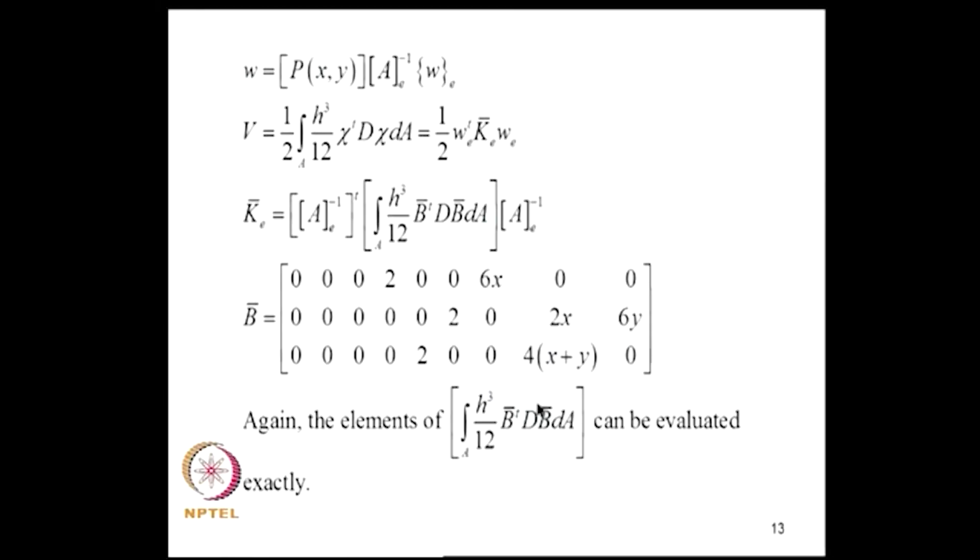Now, how about strain energy? Again, let us start with W equal to P A E inverse W E, and strain energy is given by this, h cube by 12 chi transpose D chi dA, and this K E bar, which is the element stiffness matrix in the local coordinates, is given by this. This B bar is the strain matrix, and you can show that it is given by this matrix. So, you have to differentiate the shape functions through the matrix of partial derivatives that define the strain displacement relations. Again, the elements of this matrix can be evaluated exactly in this element, so there is no problem. So, K E can be evaluated.